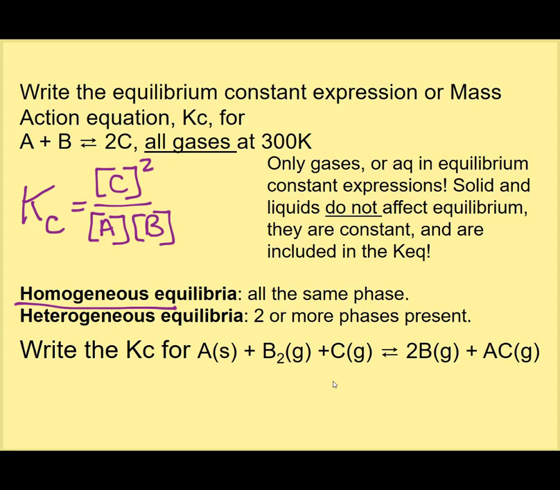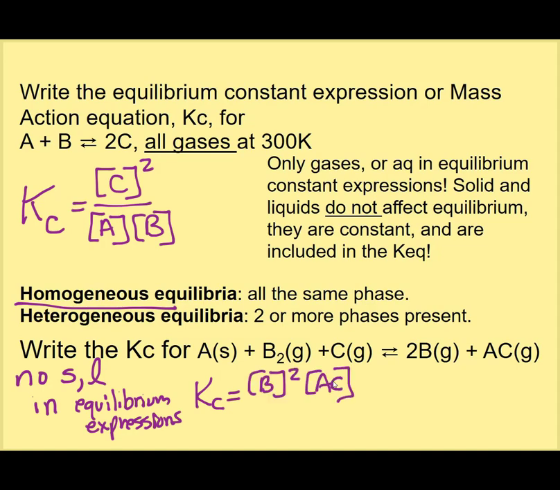We can do a heterogeneous equilibria, and this is where two or more phases are present. It's done the same way, except for you are going to ignore any solids or liquids, because remember, there should be no solids or liquids in your formula, in these expressions. We're going to write the equilibrium constant expression the same way, so Kc. I'm going to look over at my products. The products are both gases, so they're going to go into the equilibrium constant expression. So I have concentration of B squared times the concentration of AC, and then divided by, and I see that A is a solid, so I'm going to ignore it, and then I'm going to have B2 times C.